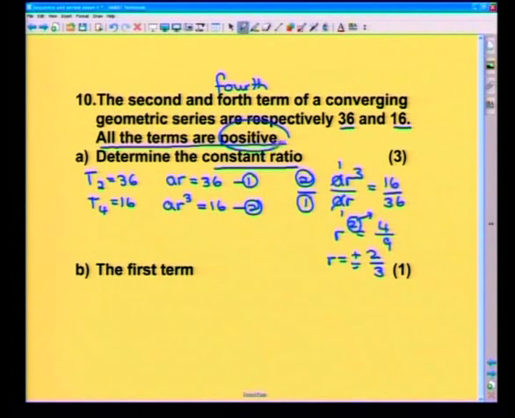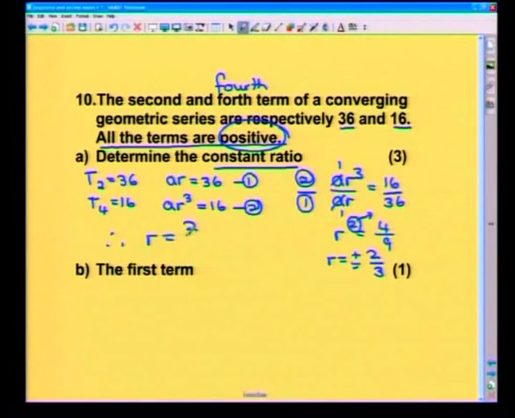However, they told me all the terms are positive. Now, if you have an r that is negative, can the terms be all positive? Obviously not, because the positive times the negative will give me a negative, and so it won't work. So I know that the only r I'm interested in, because it's the positive, is the positive 2/3. All terms positive. Right, the next question says, find the first term.